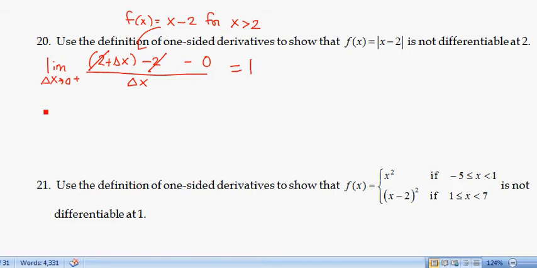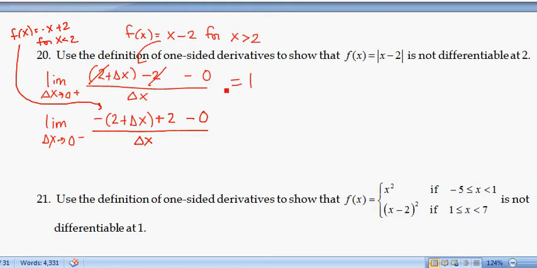Now if we do the same definition from the left, for x values less than 2, we're using the function negative x plus 2. So we get negative 2 plus delta x plus 2. Again, when we distribute these negatives, the 2's cancel, and we're just left with negative delta x over delta x. So we get negative 1. So these two one-sided derivatives are not equal, and therefore the function is not differentiable at 2.